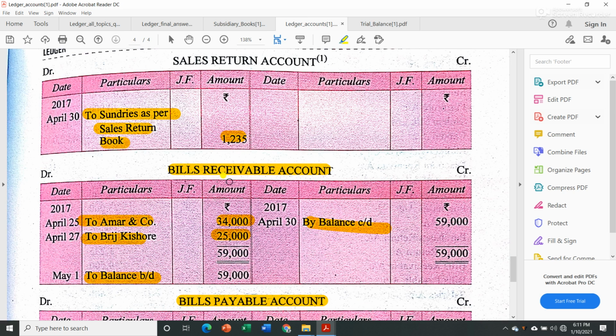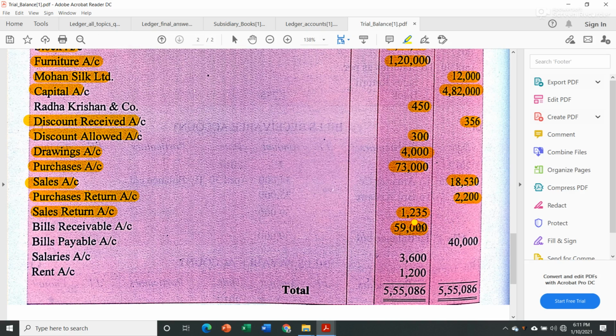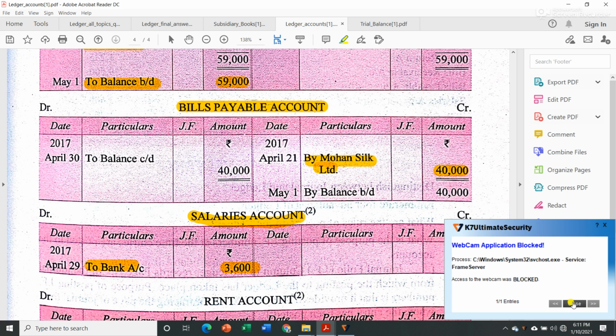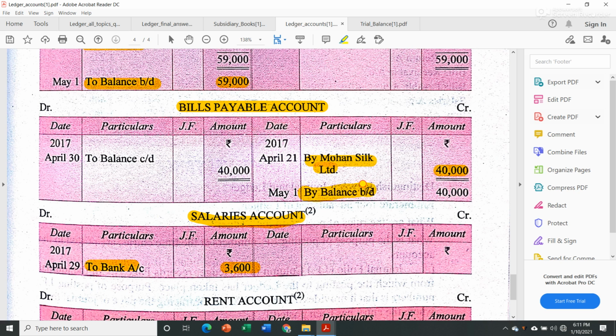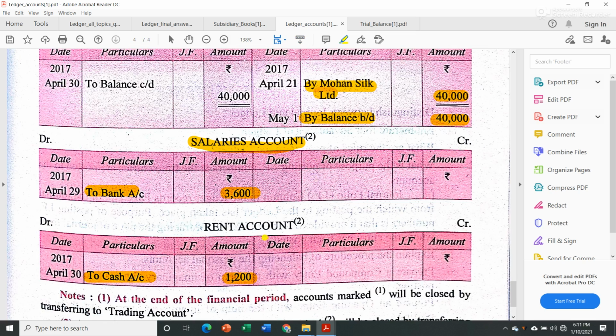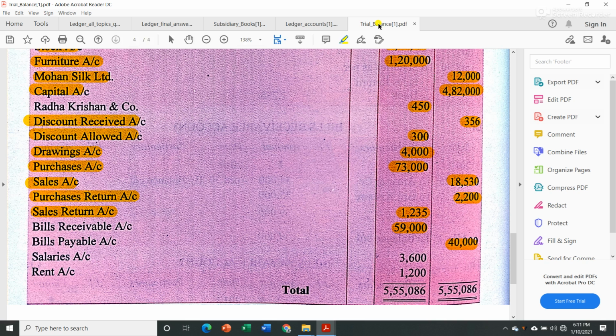Then next we have bills receivable account showing debit balance 59,000. So we will record in here 59,000 on the debit side. Then next bills payable account showing credit balance of 40,000. So we will write 40,000 on the credit side. Then next we have salaries account and rent account. Both of them are showing debit balance of 3,600 and 1,200 each. So we will write on the debit side together, salaries account and rent account.